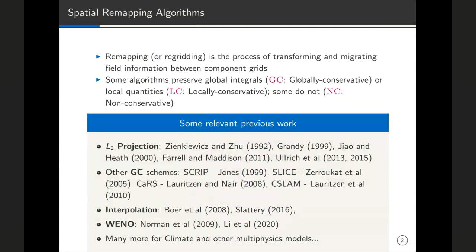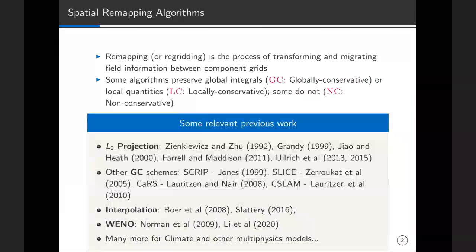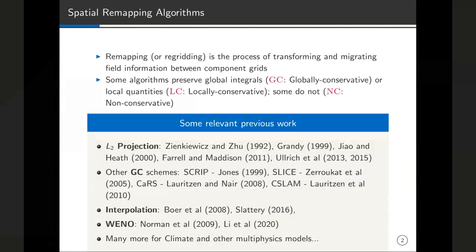We're going to be focusing in this talk specifically on the spatial remapping schemes. So what is remap? Remap is basically the process of transforming and migrating the field information between component grids. And remember, these are very different resolution grids, and they could have very different topology as well. So there are many schemes. There's been a lot of previous work. This is specifically for climate models that are listed here.